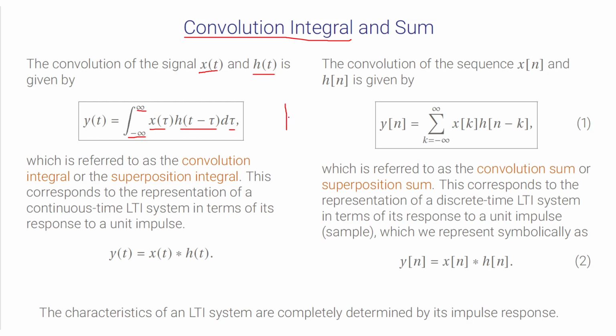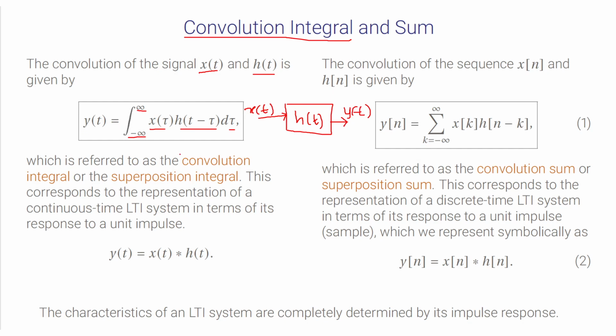So in this case, as we know, we have a system and we characterize that system by its impulse response, and when we give an input x(t) to that system, we get the output y(t). And how can we compute that output? That is using this convolution integral.